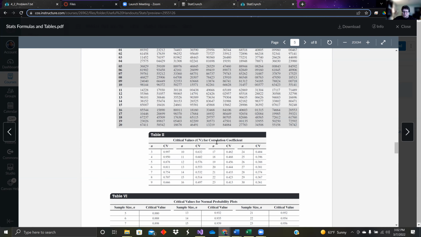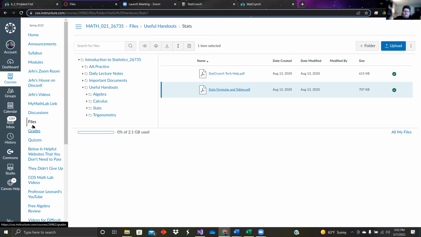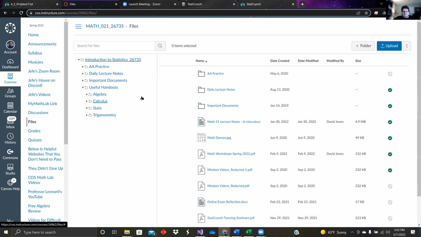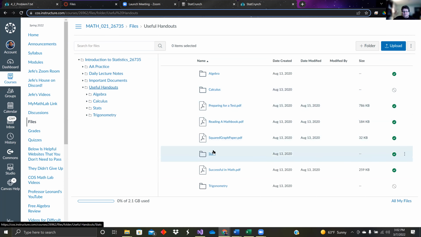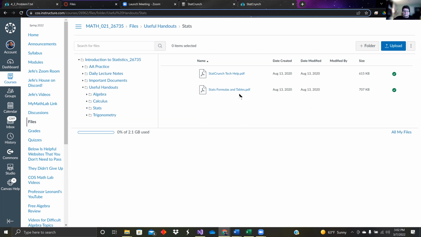So we're going to use critical values for correlation coefficient. And again, it was in files. You click on useful handouts, then you click on stats. And that's right there. StatCrunch Tech Help might be good. You're going to be doing the midterm, and if you're trying to do this all by hand, you're going to have a really crappy midterm. So knowing what to do in StatCrunch can help.